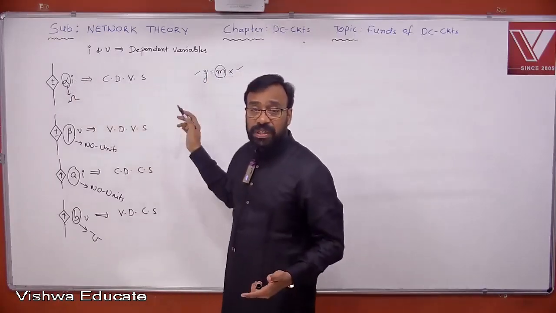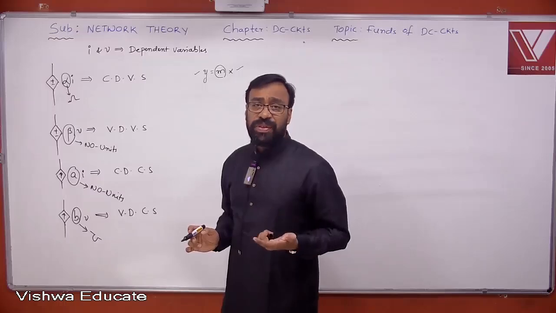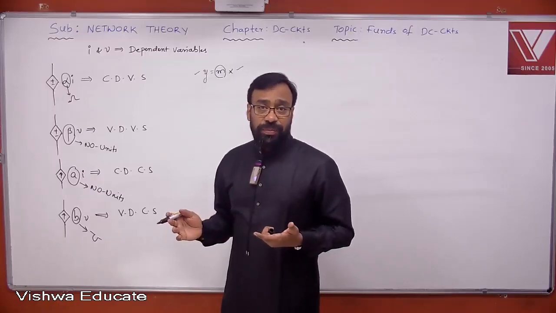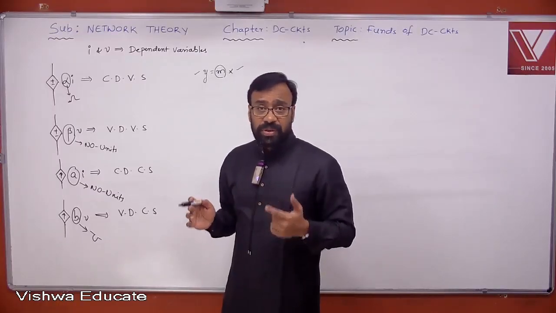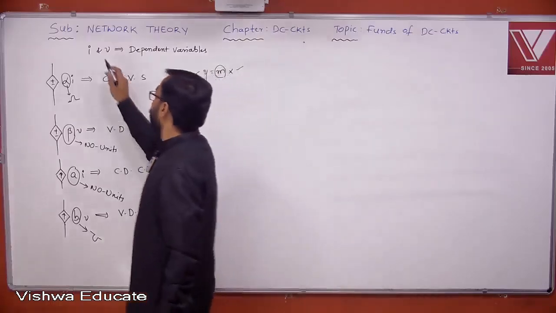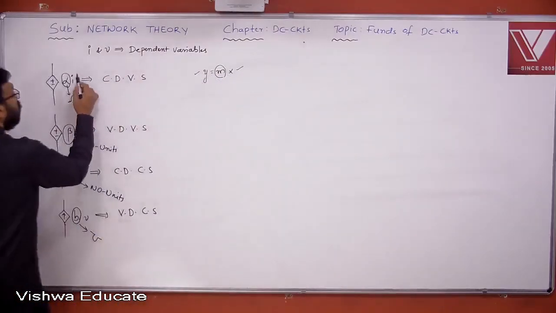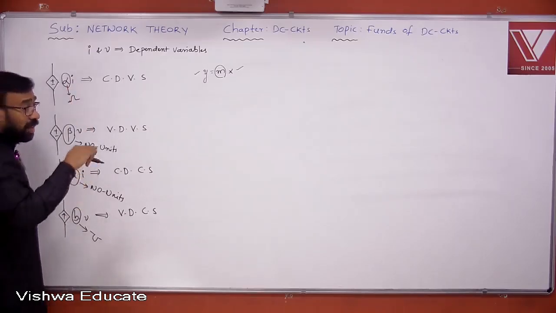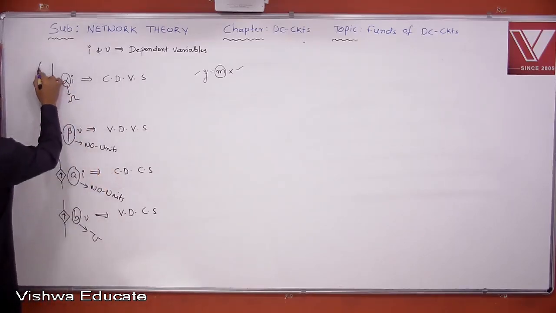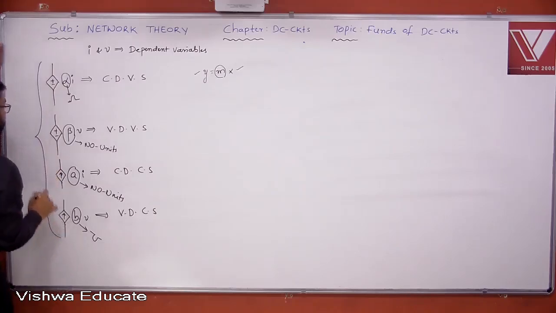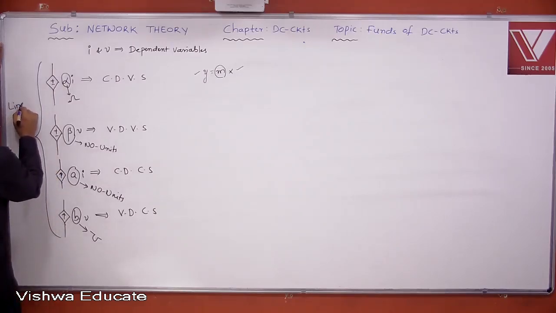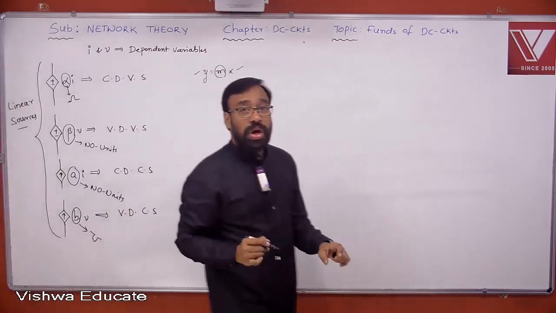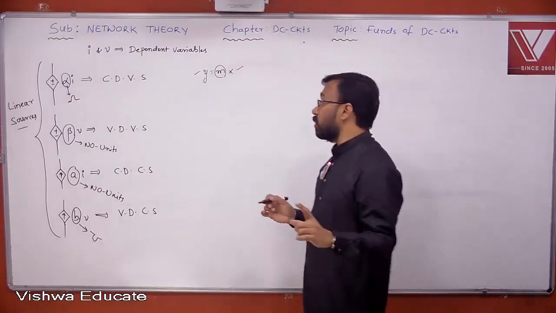The dependent variable. Yes or no? It's something like y is equal to mx. Y is equal to mx always refers to the linear relationship between y and x, because m is constant. Similarly, from the dependent variable point of view, the source value is directly proportional to the dependent variable. In that particular sense, we can call all these sources as linear sources.